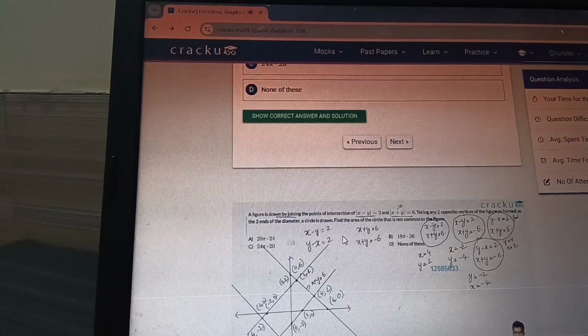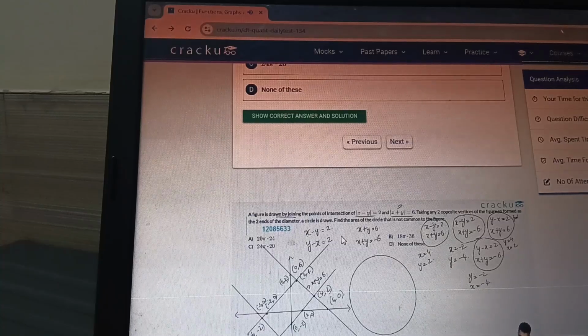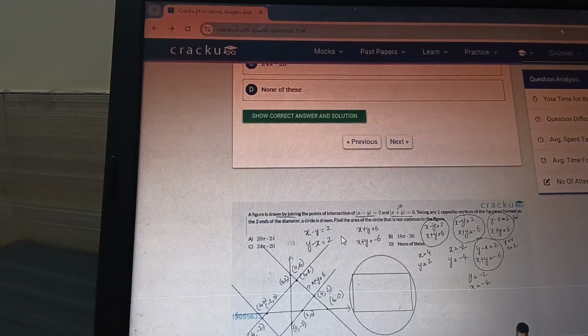Now this is a rectangle and a circle is circumscribing this rectangle. So if you draw a circle which looks something like this, this is the rectangle which is inside it. It looks okay. This is a rectangle which will be inside it, so it will look something like this. What is the area of the circle which is not common to the figure?